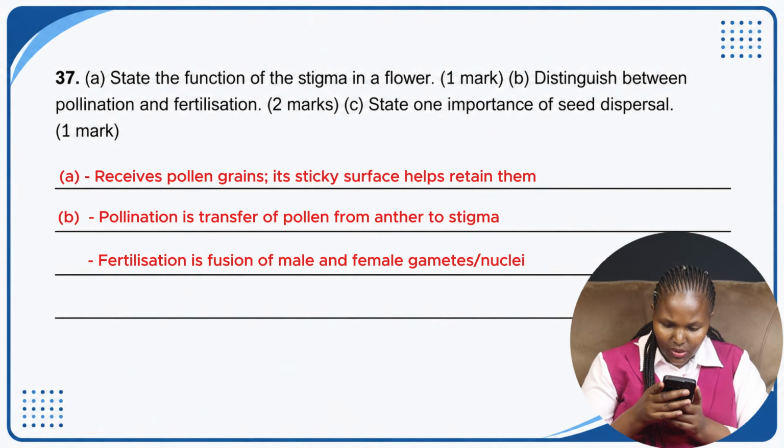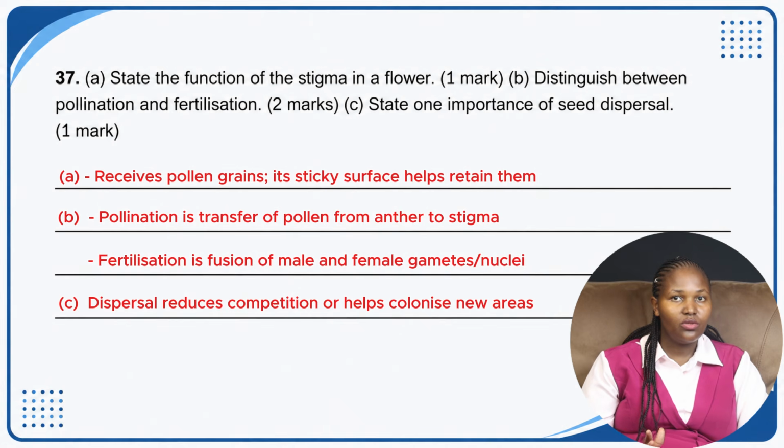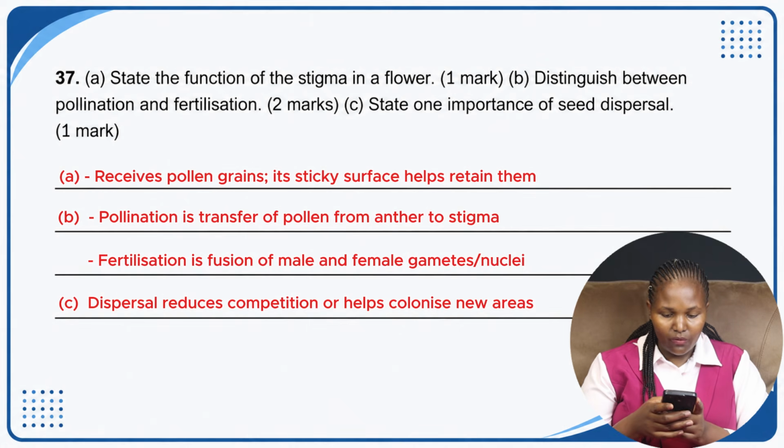And then question C is asking, state one importance of seed dispersal. Seed dispersal helps to reduce competition. Number 2, it helps to colonize new areas. That is the importance of seed dispersal. So you can say any one of them, or you can say both of them. And with that, we are done with question number 37. We go to question number 38.